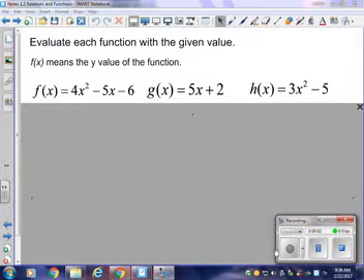Okay, so this is the second half of lesson 1.2 on relations and functions. And we're going to focus more on functions today. Functions are written with f of x notation, but what f of x means is just that that's the y value of the point. And so we're going to look at evaluating some functions. And I'm going to give you a number to plug in so you can evaluate them.